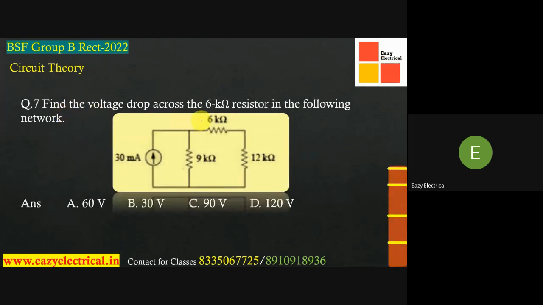Find the voltage drop across the 6 kilo ohm resistor. What is the voltage drop across the 6 kilo ohm resistor? Try and answer. We have to calculate. So how to calculate?